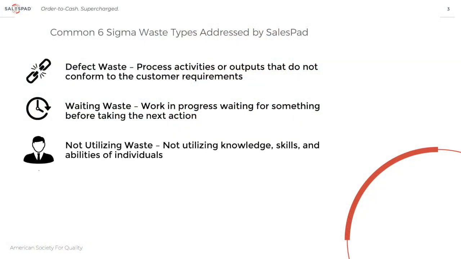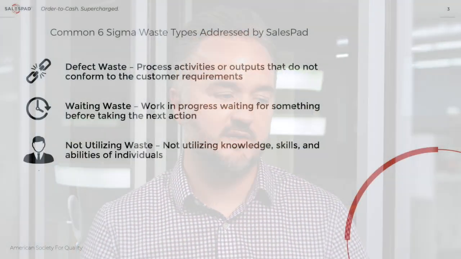The third type of waste is not utilizing. And this is one that's near and dear to us at SalesPad, as one of our core values at SalesPad is people first. And so the idea of not utilizing waste is that you have a process that's built around a manual redundant process that someone needs to execute on. If you have a process built that requires someone to manually click a button 500 times a day, that fails to utilize your staff, your most precious resource, to their fullest capabilities. And so not utilizing is something that we always want to think about when we're building out an efficient process.